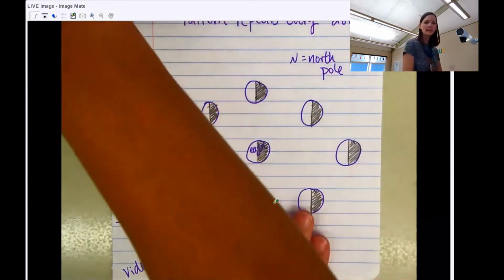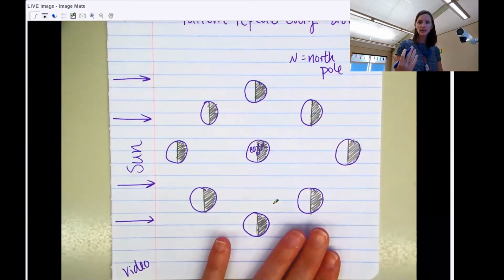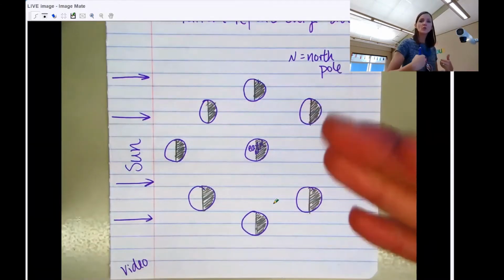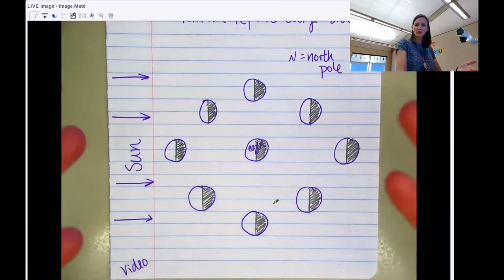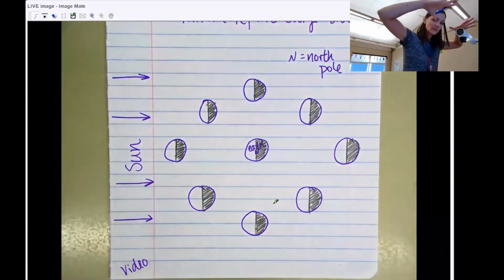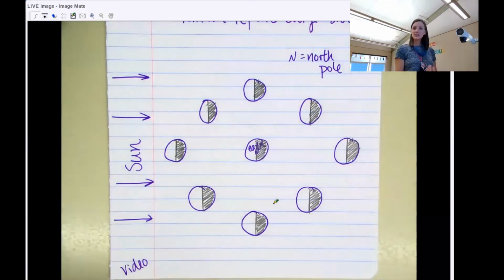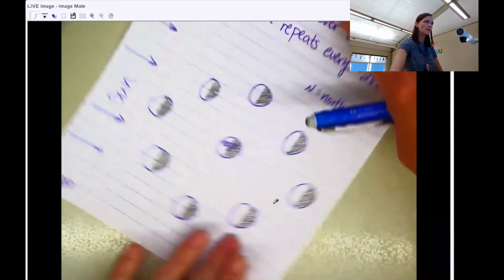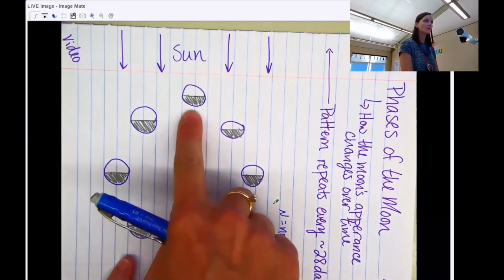I'm going to be rotating my paper. I think you should rotate your paper, because it's easy to see things when they're there in front of you. So we're going to be talking about our vantage point looking at the moon, because we're going to be in space for our drawing, but we see the phases of the moon from Earth. So we need to turn our paper so that we are looking at the moon in front of us.